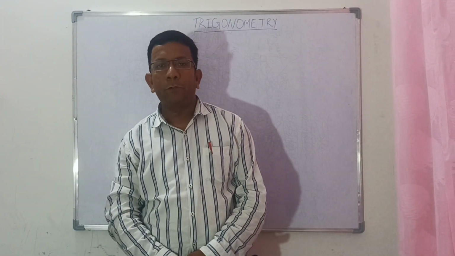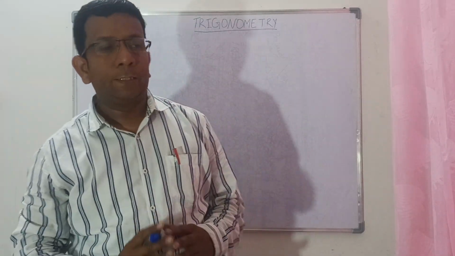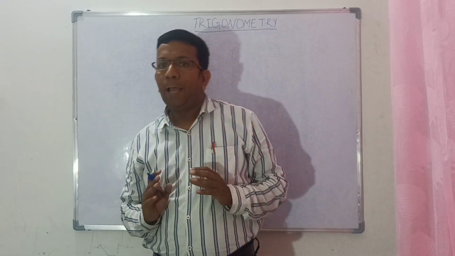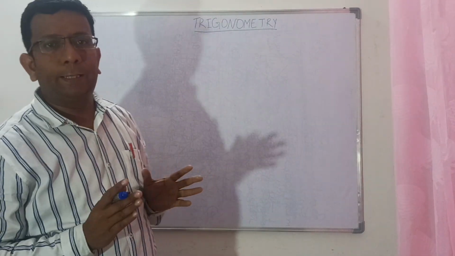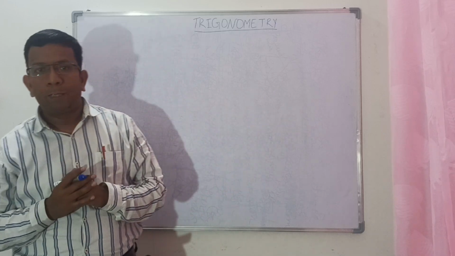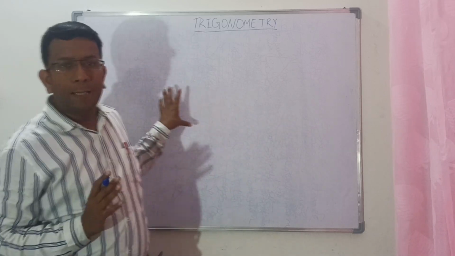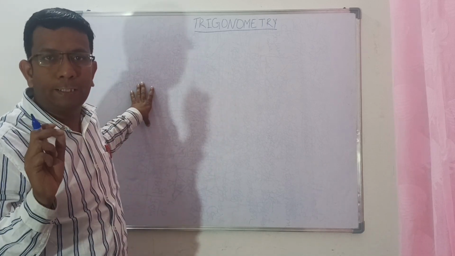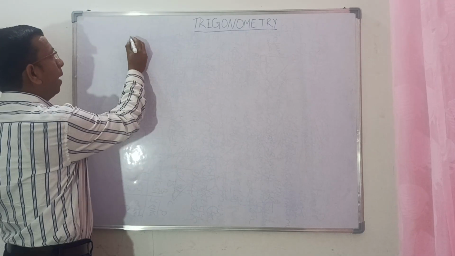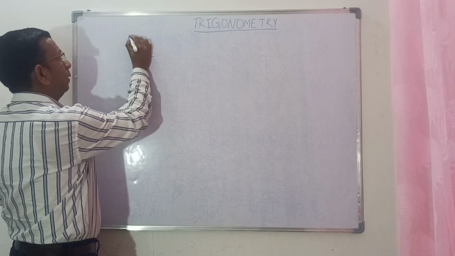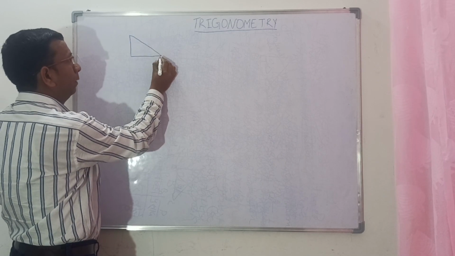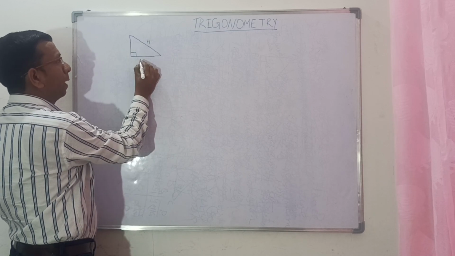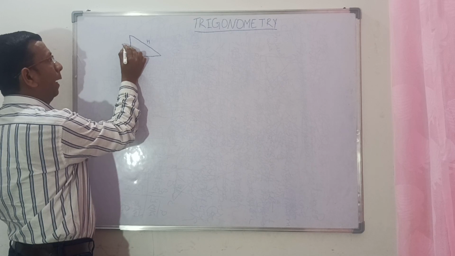Hello, dear student. In our previous class, we discussed trigonometry, what trigonometry is, what the right angle triangle is, and what the Pythagoras theorem is. We already know that a right angle triangle is a triangle which has one angle of 90 degrees. This is the hypotenuse, this is the base, and this is the perpendicular line.